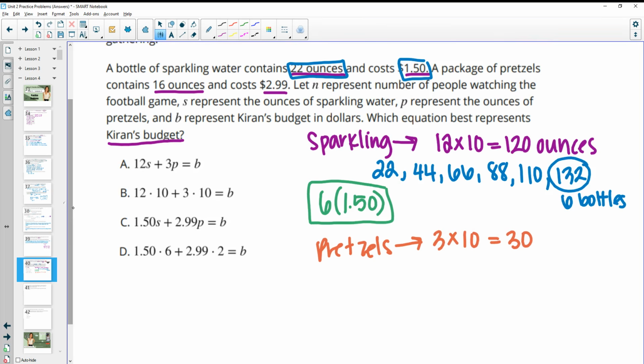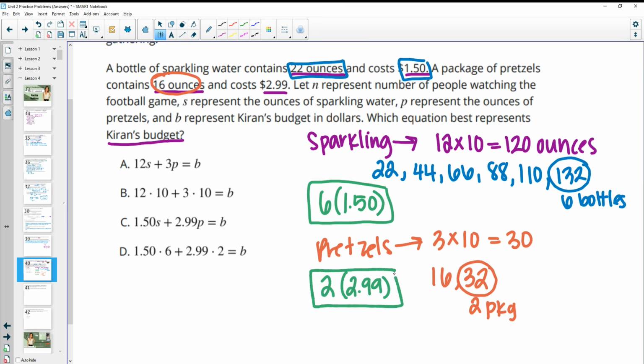ounces of pretzels. We know that there's 16 ounces per package. So one package would get us 16. 2 packages would get us 32. That's more than the 30 we need. So we need 2 packages. So the cost of that would be 2 packages times $2.99 per package. So this is going to be our pretzel cost.